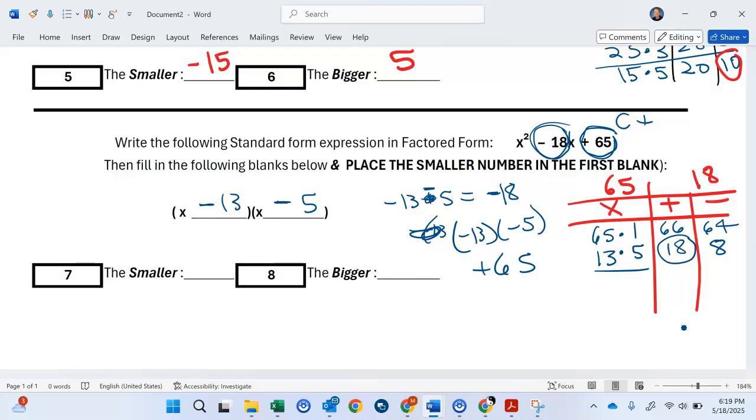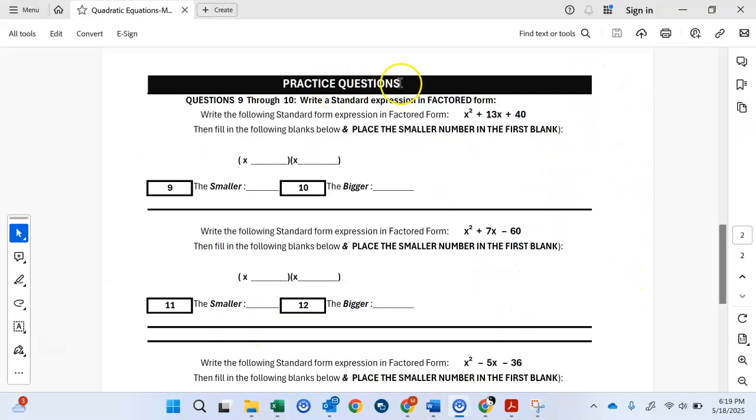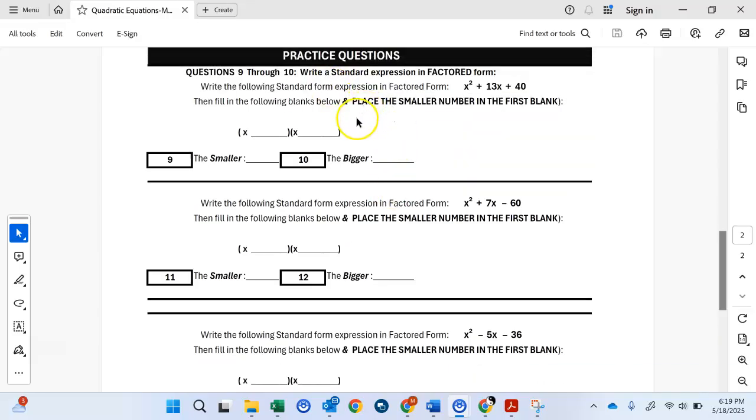And remember, what's the smaller one? The smaller is the more negative, right? So that's going to be negative 13, and this is negative 5, okay? So that's the way this assignment works, you guys. So please go ahead and do the practice questions on the next page, and make sure you put your answers into Canvas.